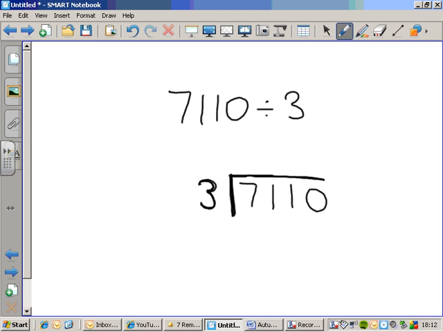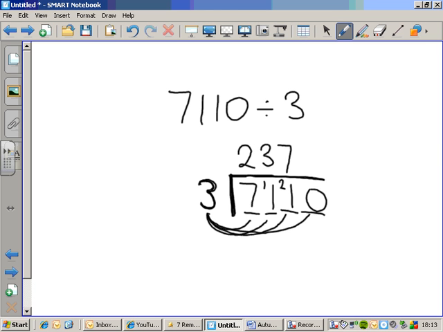Okay, and we say to ourselves, how many times does 3 go into 7? The answer is it goes in twice with the remainder of 1. The remainder that you have goes in front of the next digit to make 11. Then we say, how many times does 3 go into 11? The answer there is 3 times with the remainder of 2. So we put the remainder in front of the next digit. How many times does 3 go into 21? It goes in 7 times exactly, doesn't it?